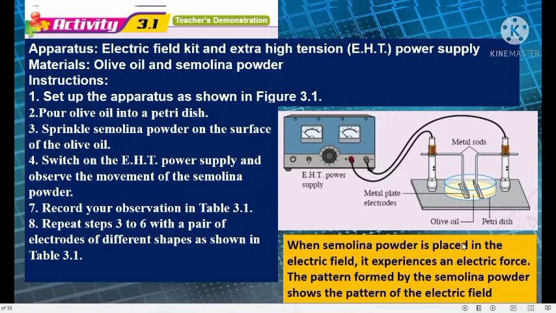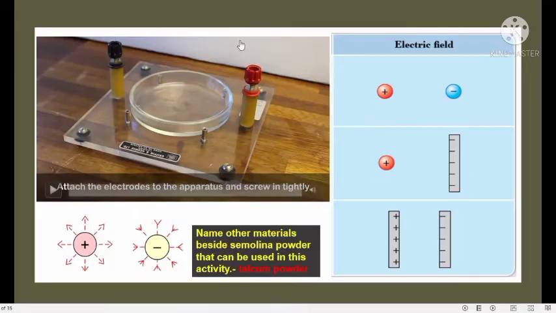When semolina powder is placed in an electric field, it experiences electric force. The pattern formed by the semolina powder shows the pattern of the electric field. So the semolina powder will align itself to form a pattern. You watch this video to observe how the activity is carried out.